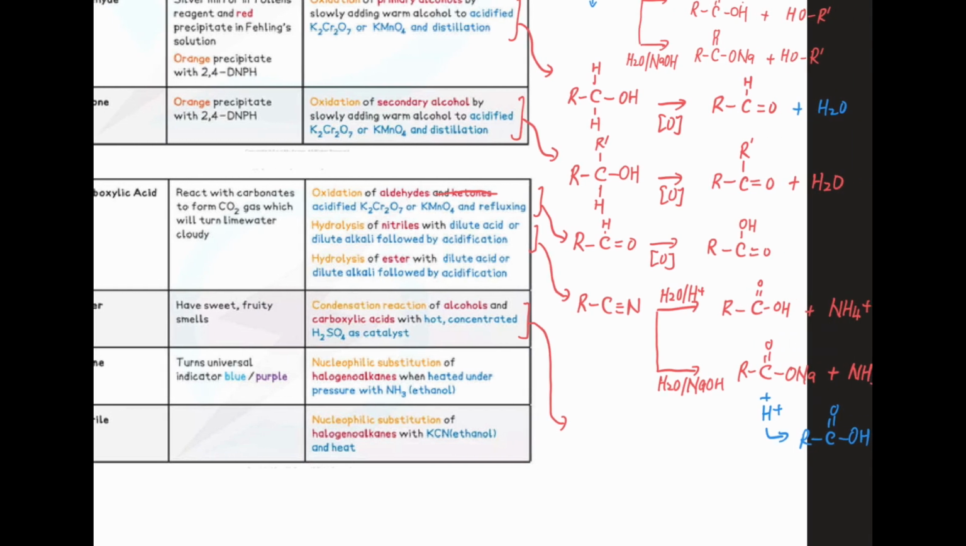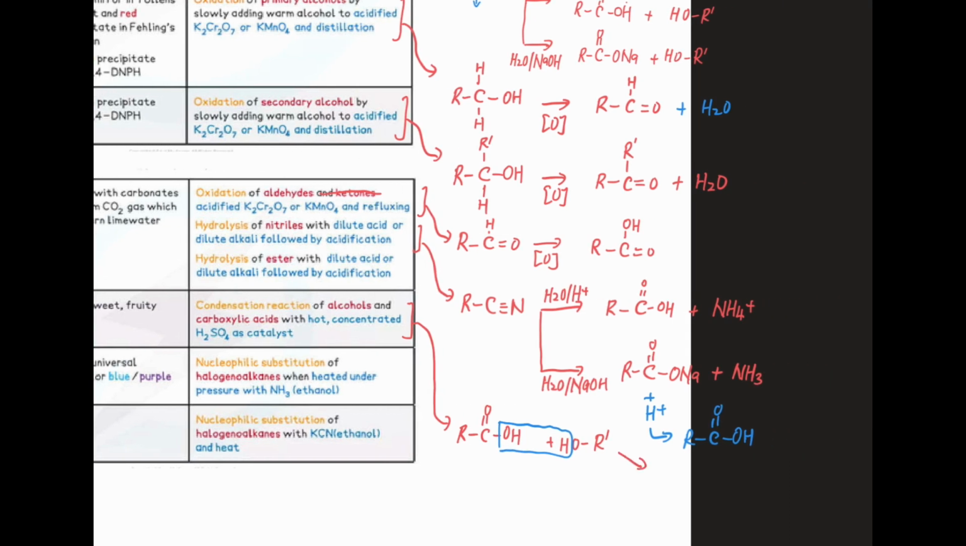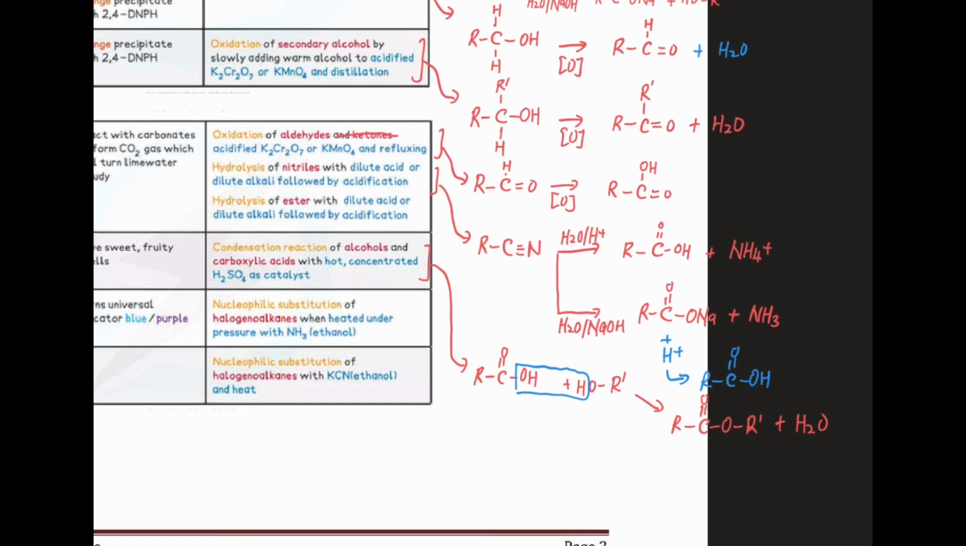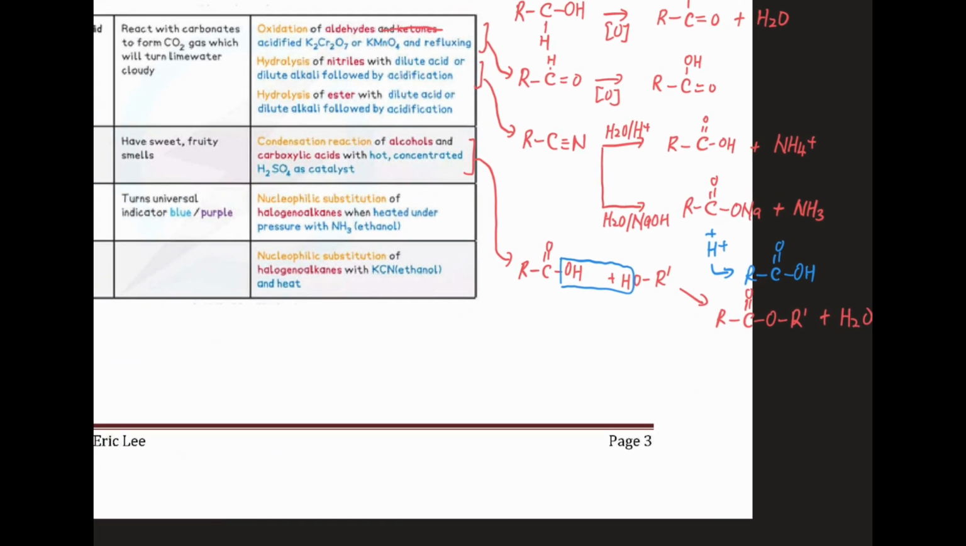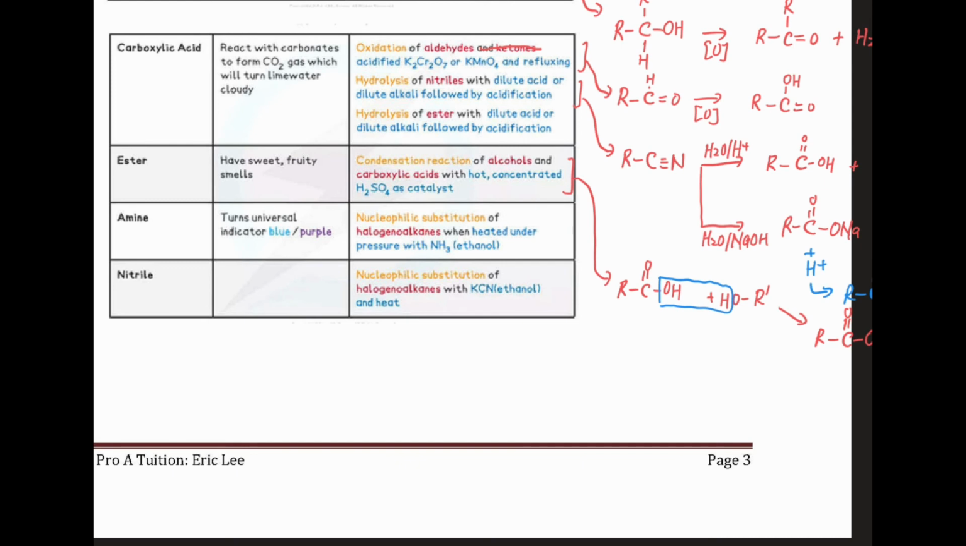So we have carboxylic acid, RCOOH. Then we have alcohol. I put alcohol in this order. Okay, then they can take away the OH and the H. And then they form ester. RCOOR prime plus H2O. And they form ester. Okay, now let's move on.